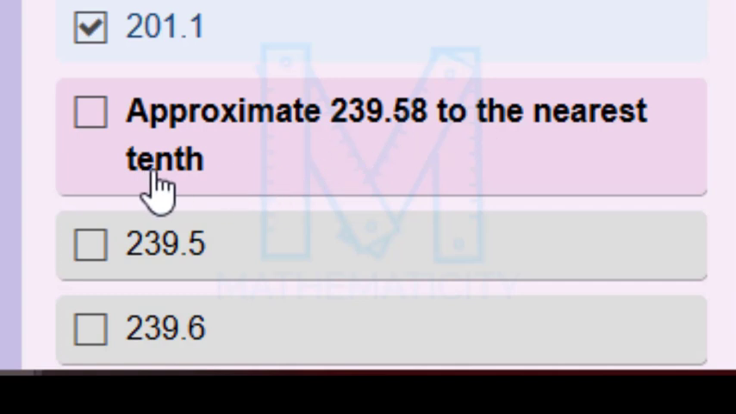And the next question is approximate 239.58 to the nearest tenth. The tenth digit is 5, so we're going to round up 8 to make this 5 become 6. So we now have 239.6, and this is it.